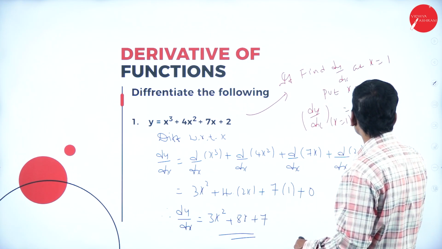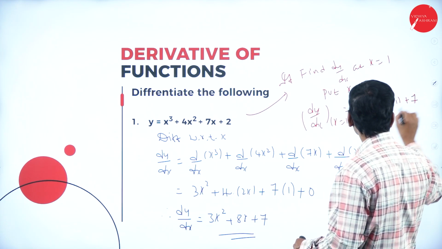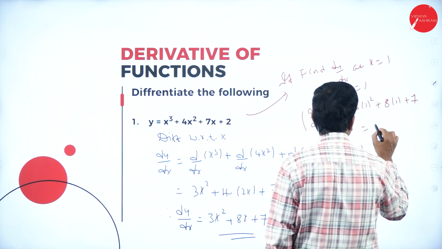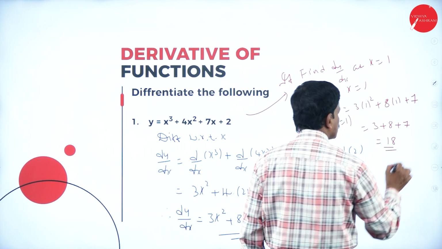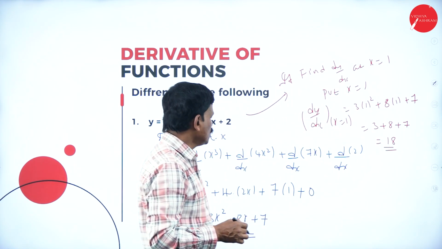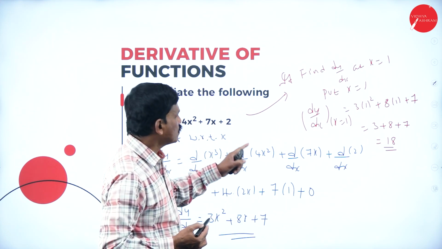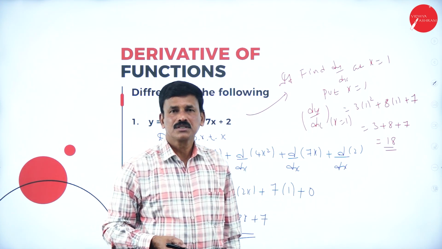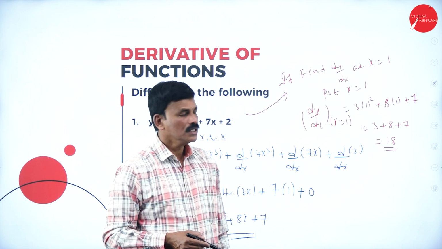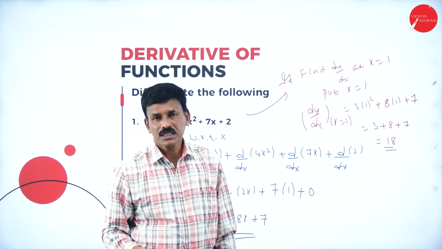So this is 3 into 1 square plus 8 into 1 plus 7. That's equal to 3 into 1 square is 3, plus 8 into 1 is 8, plus 7. 7 plus 3 is 10, plus 8 is 18. So the derivative of this function x cube plus 4x square plus 7x plus 2 at x is equal to 1 is 18. Right. This is how we are going to find dy by dx at x is equal to 1. Now move on to the next problem.